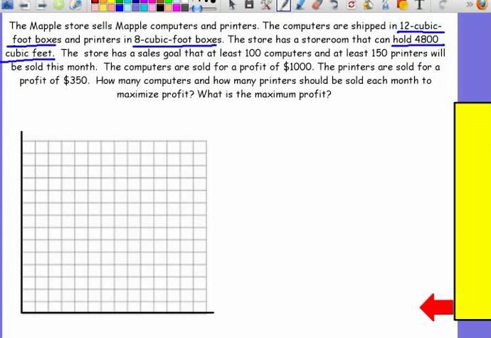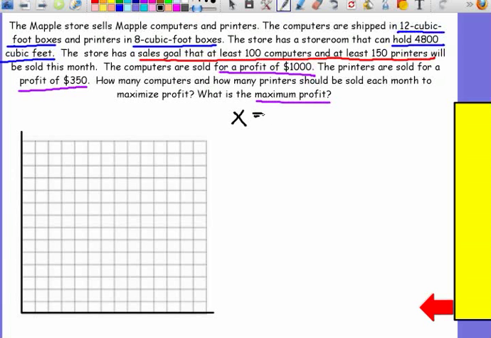And then there's this other information about a sales goal, and you need to sell at least 100 computers, at least 150 printers. And then it goes on, and now it starts talking about money. So computers are sold for this much profit, and printers are sold for this much profit. And then it says we're trying to maximize profit. So here's what I think.